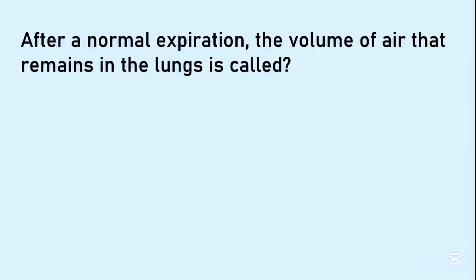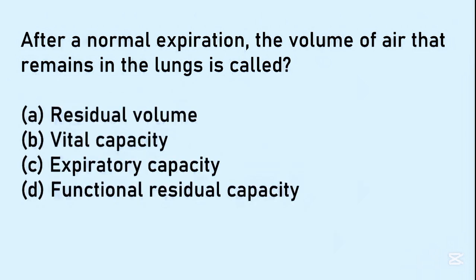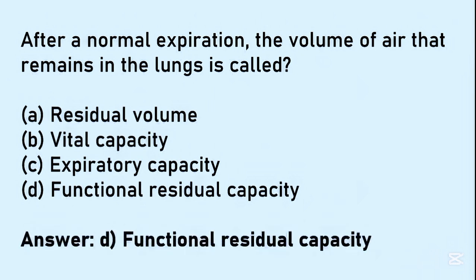After a normal expiration, the volume of air that remains in the lungs is called: residual volume, vital capacity, expiratory capacity, functional residual capacity. So the correct answer is option D. After a normal expiration, the volume of air that remains in the lung is called functional residual capacity.